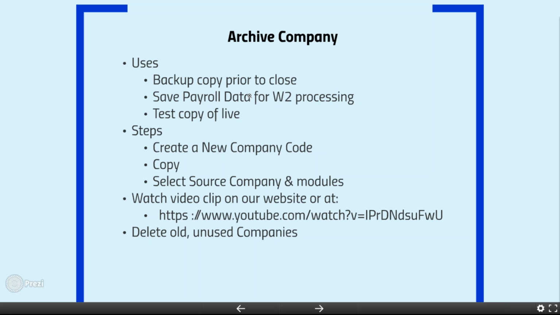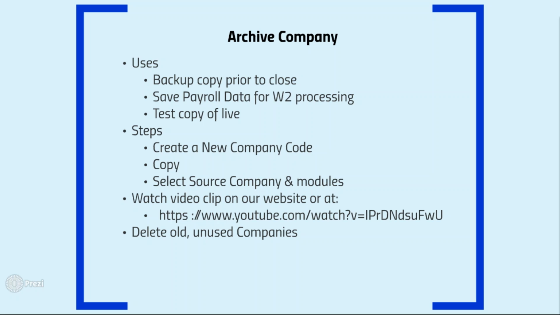So other advantages of using an archive company might be that you might want to have a test copy in order to test different things, or you may want to have a backup copy of the company that's easy to get to, as well as if you're doing your W-2 processing later, you may want to save the payroll data in that year for W-2 processing. Again, Dana's going to talk more about that.